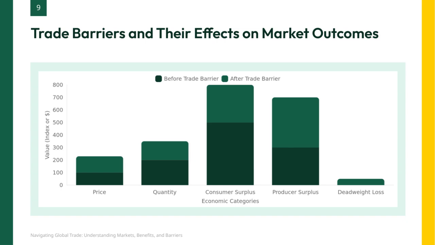The trade-off here is the emergence of deadweight loss, which goes from 0 to 50. This deadweight loss represents the overall economic inefficiency caused by the trade barrier, essentially lost welfare that neither producers nor consumers benefit from. This chart really highlights how trade barriers protect producers, but at the cost of higher prices, reduced consumption, and overall market inefficiency.